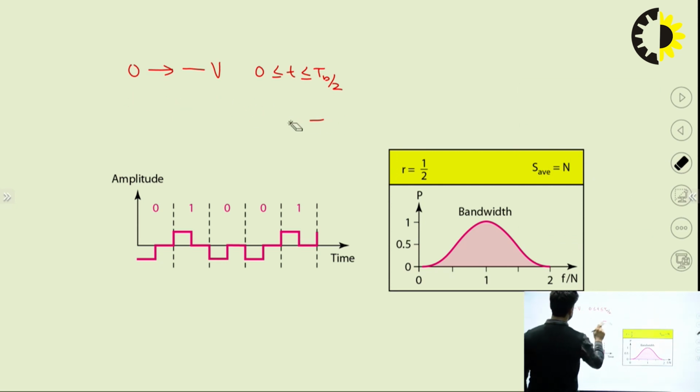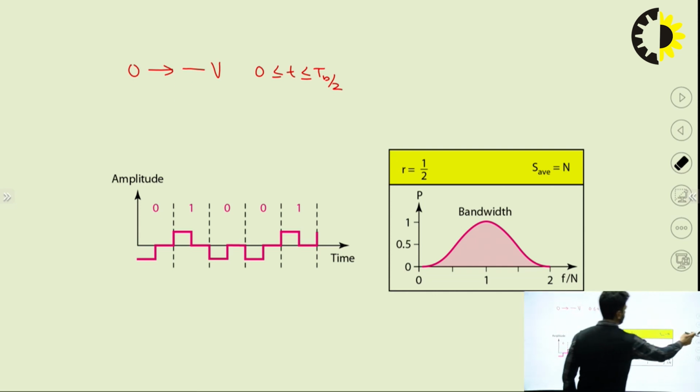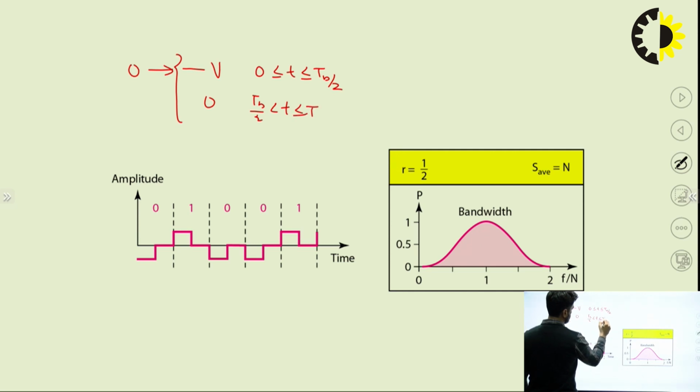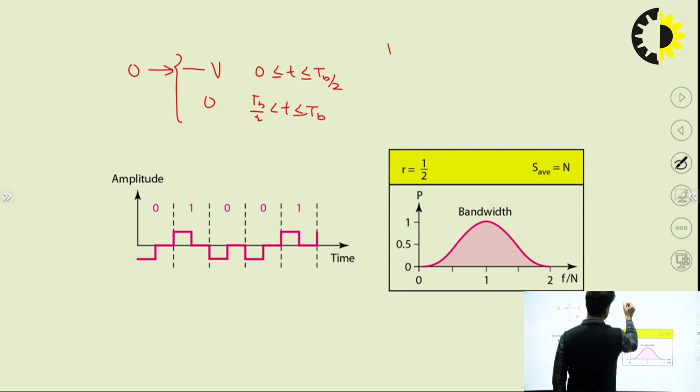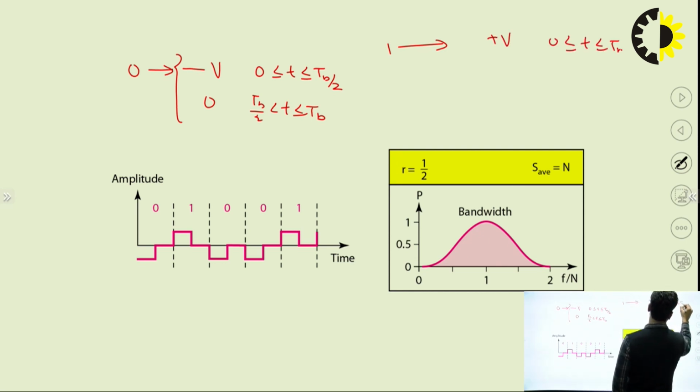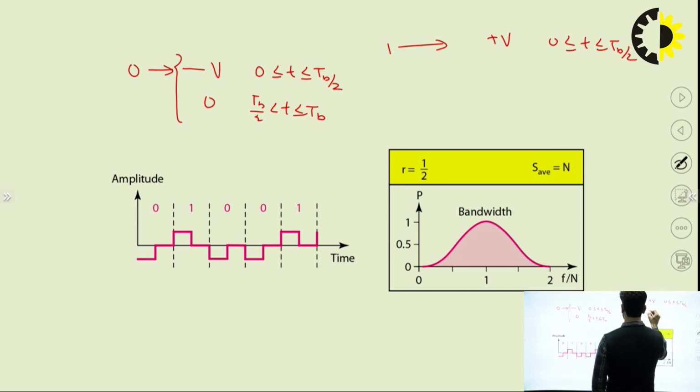Zero will be represented as a negative voltage and then 0 for the next TB by 2, and 1 bit is represented as a plus V voltage for TB by 2 and 0 for the next TB by 2.